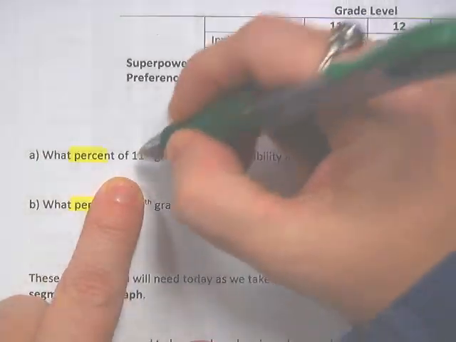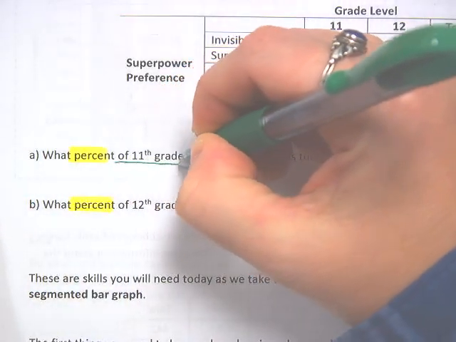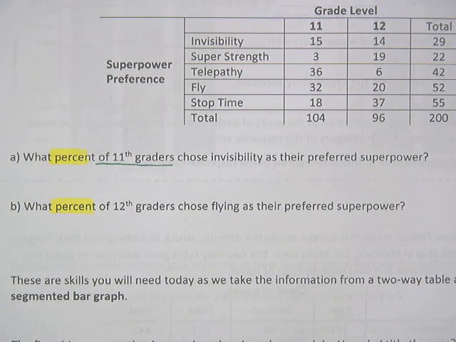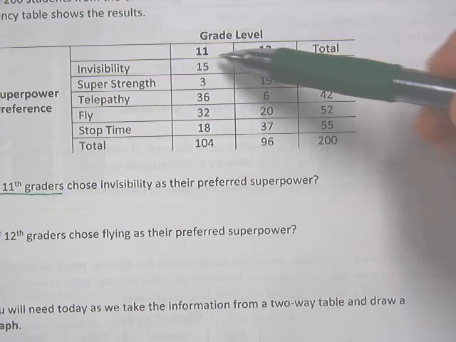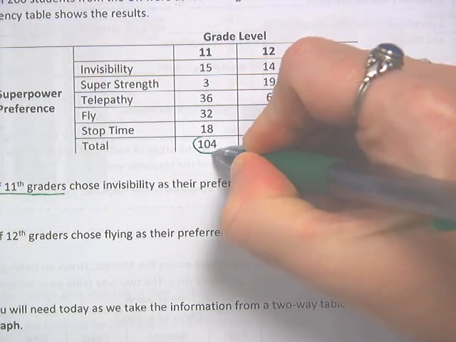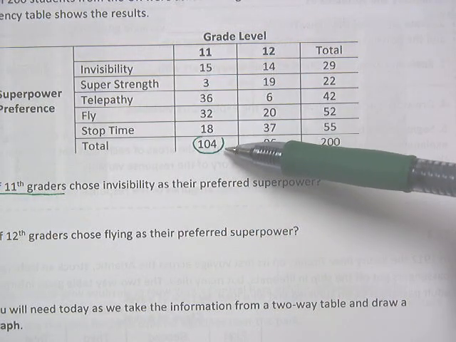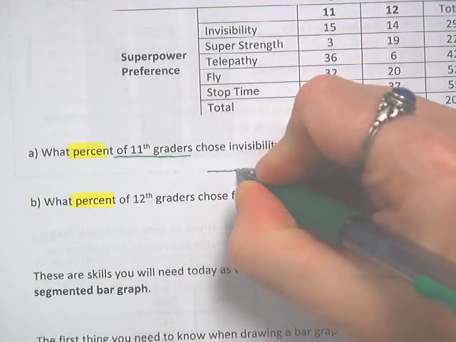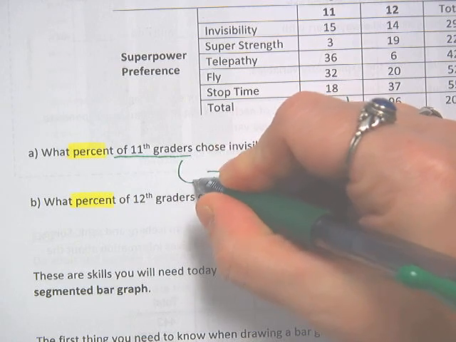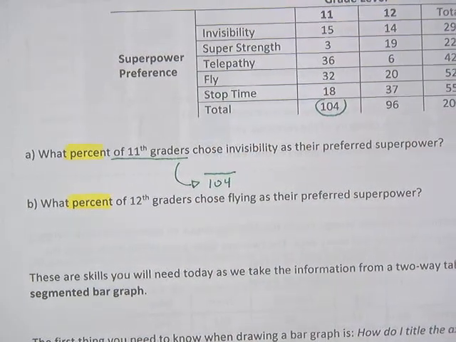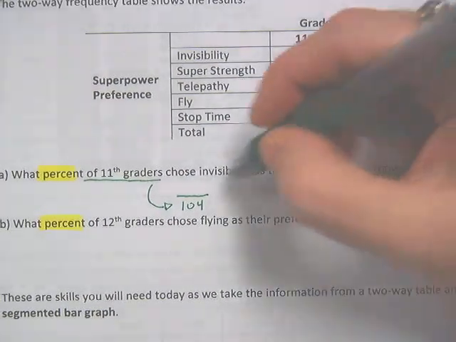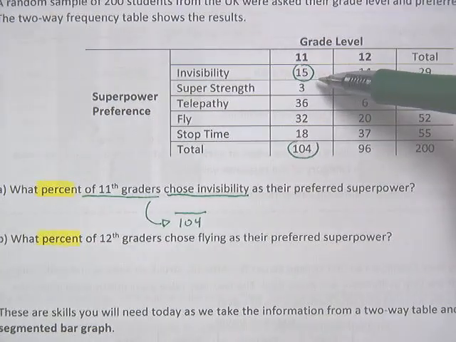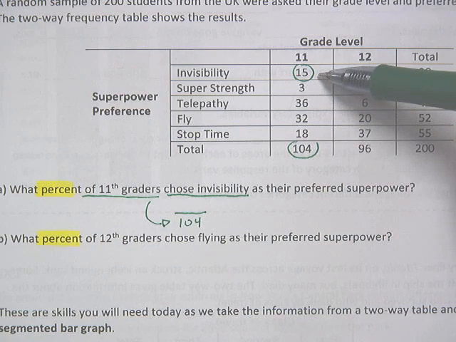What percent of 11th graders? And so remember last time the way that we did these consistently so that we don't mess up, we'll read really closely. Out of all the 11th graders, so I want to look in the 11th grade column and see the total number of 11th graders in the survey. That was 104 of them. So that's going to be my denominator. Out of all of the 11th graders, how many chose invisibility? And that's just the 15 right up here next to invisibility, 11th grade.